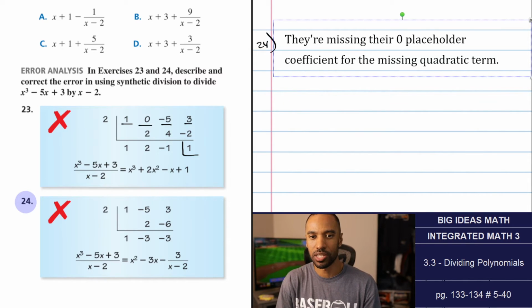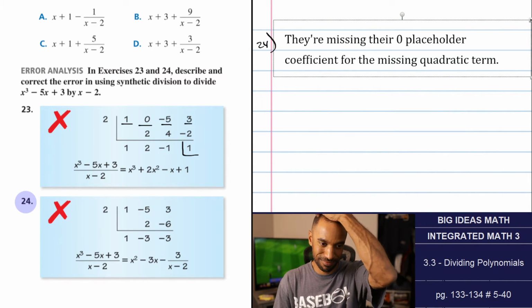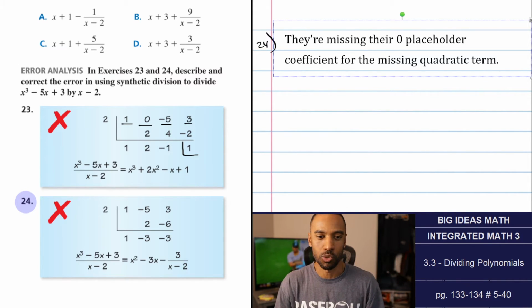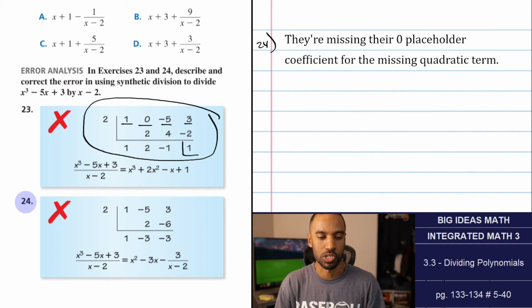So we can correct it, but it's the same problem as this one, so I don't need to redo it. The correction is here. This is the correct work. Correct work already provided. Okay, let's keep moving forward.